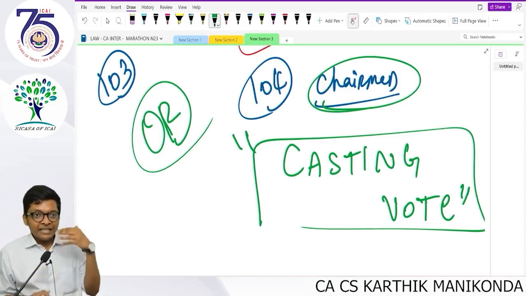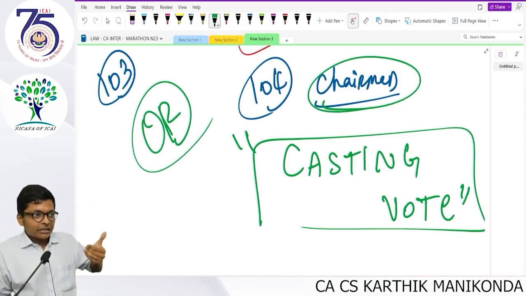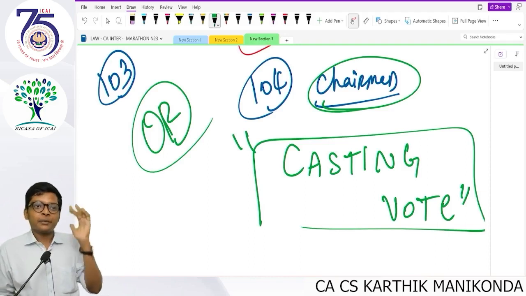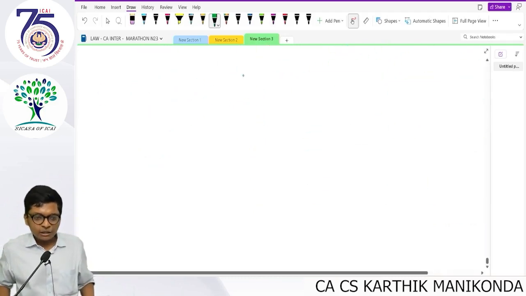If any member, let's say I'm the chairman of the meeting and Modi says, no sir, I don't want you to be chairman, then he can come and contest to be the chairman by demanding a poll. Following, guys, that is section 104.